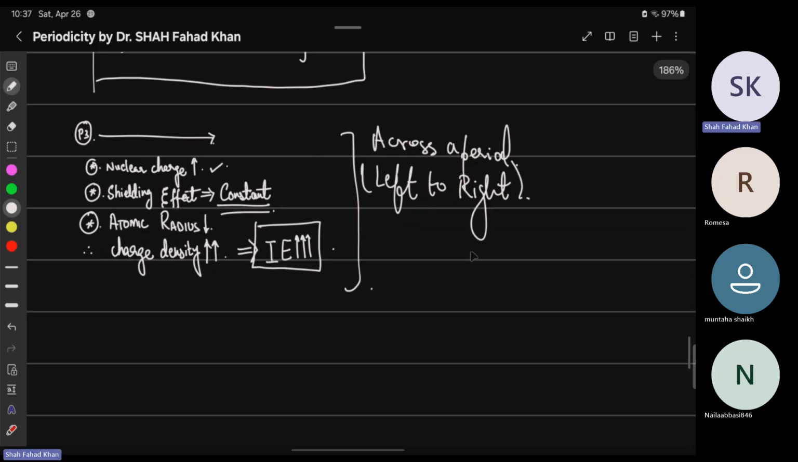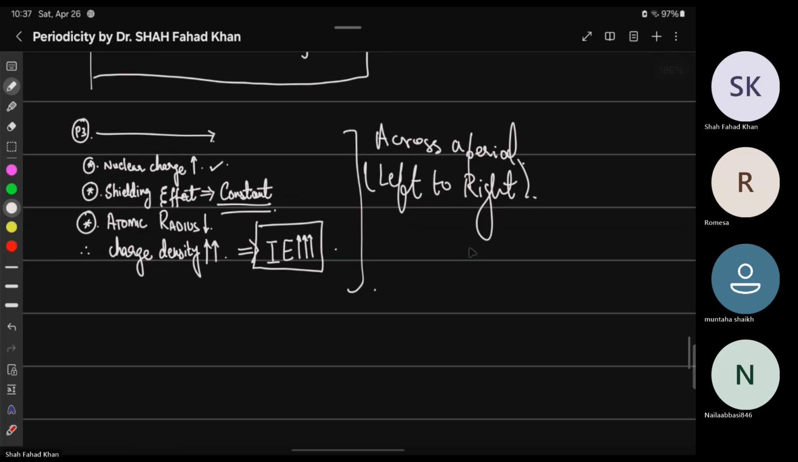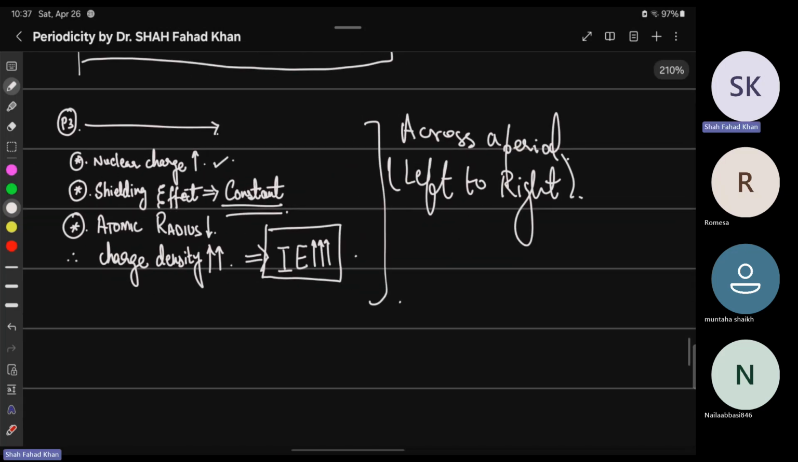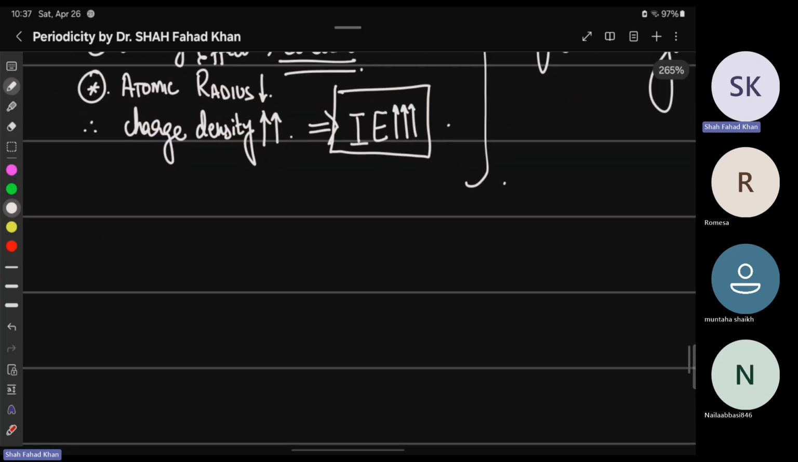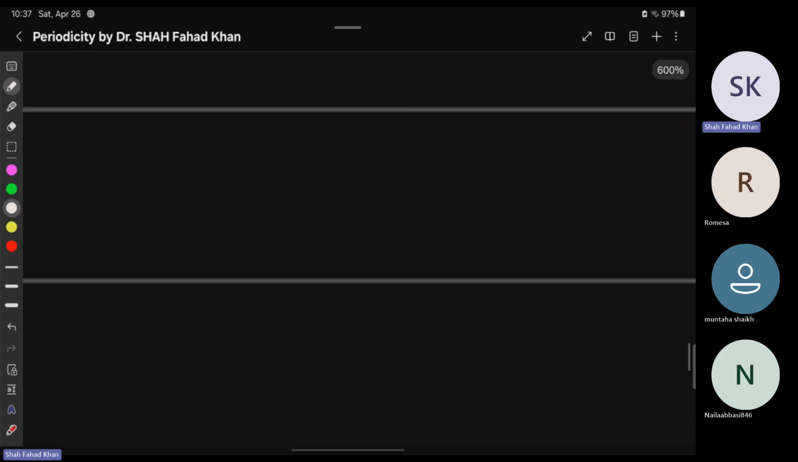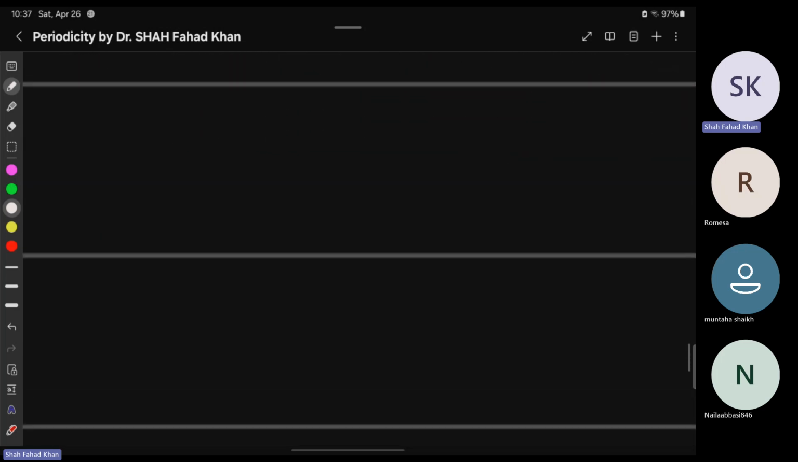So we've studied across a period and down the group. Now we are still studying across a period, because there is some more information that you need to know across a period. Let's take an example of period 3 elements.